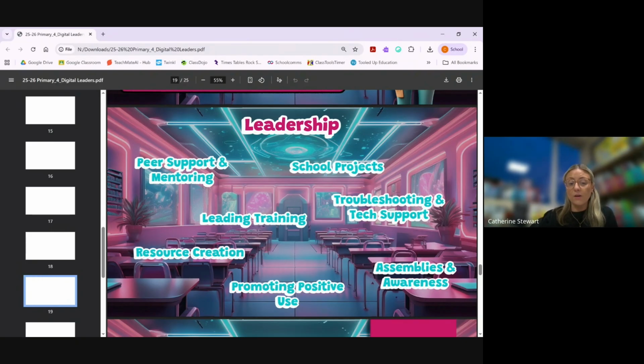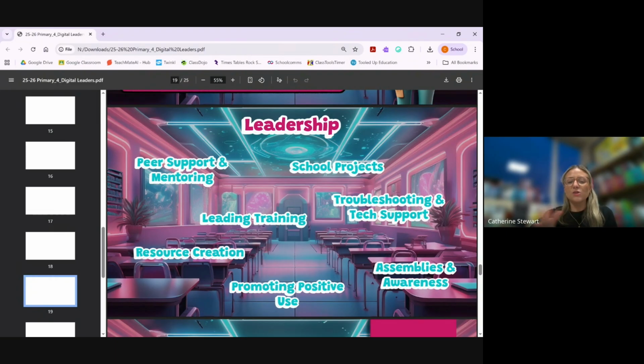Assemblies is another great one for sharing. So even along the online safety side of things or digital citizenship, getting them to share ideas, make a presentation, speak at the front of assembly, or even just share every month in assembly a little tech tip or something like that. Just getting them up and speaking in front of others and getting those communication and leadership skills that we know we all need later on in life.